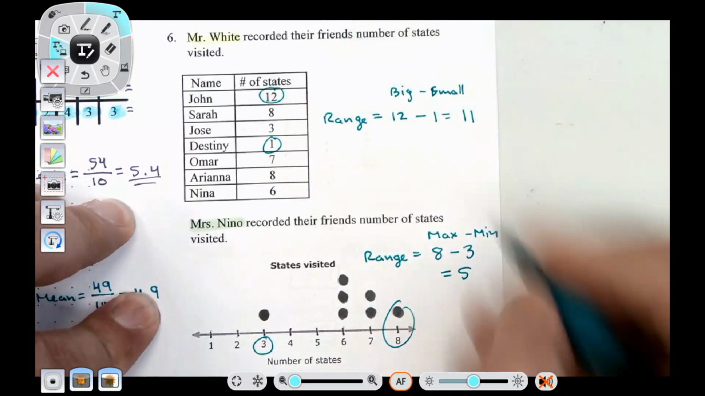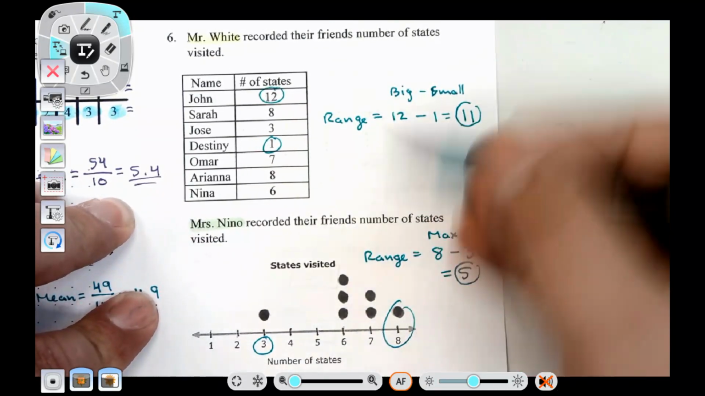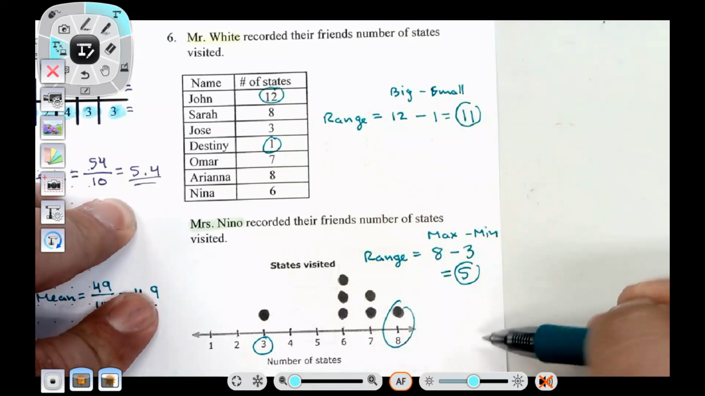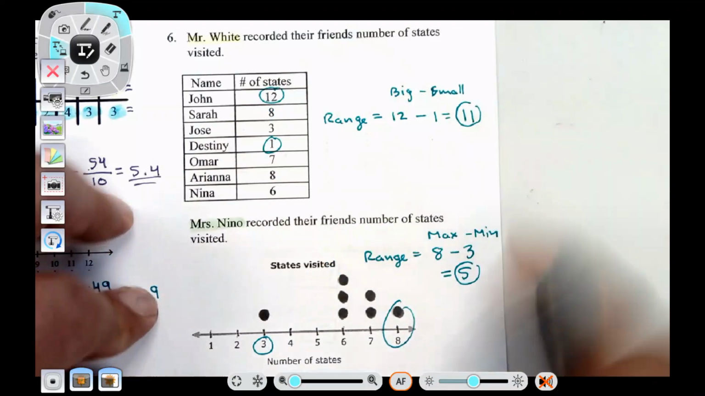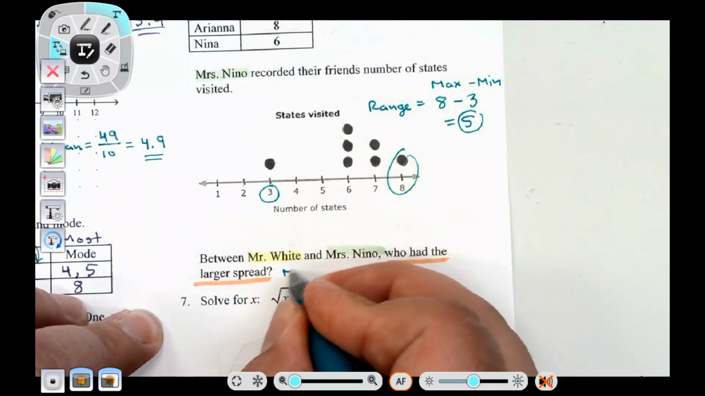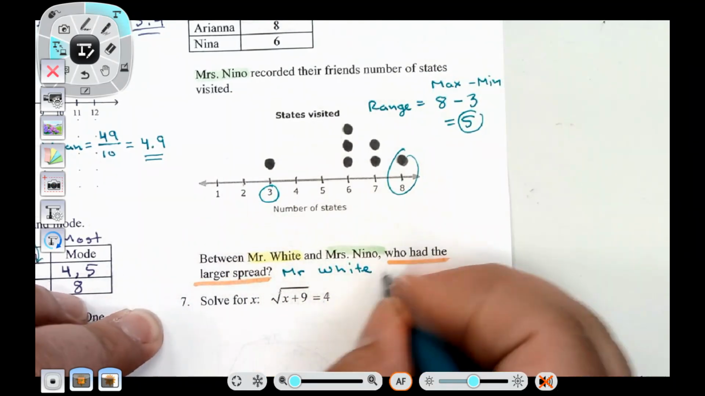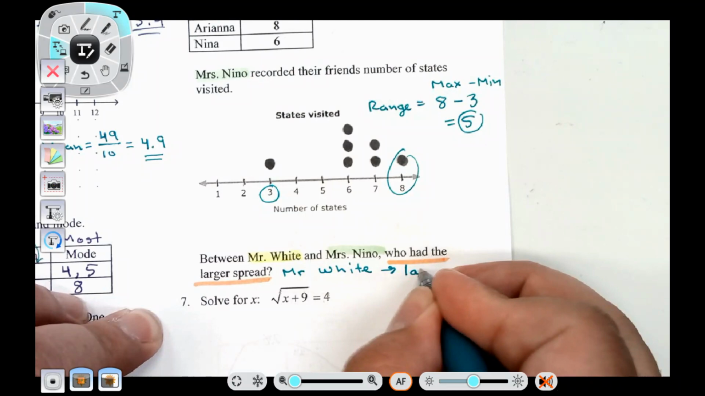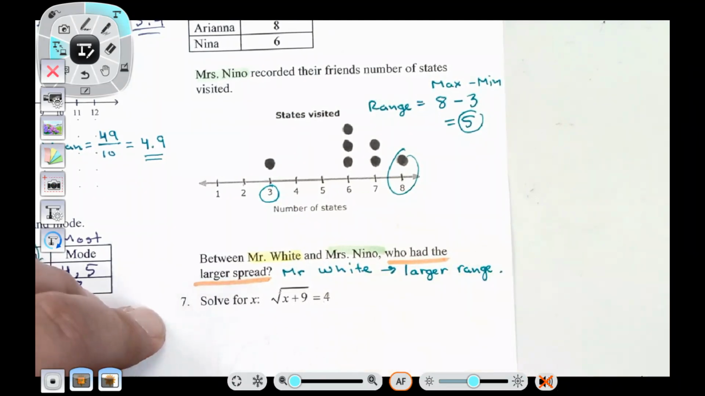So the question is, if the range is 11 and the range is 5, which one had the larger spread? Well, clearly that's the bigger number. So Mr. White had the larger spread. And I know there's not a lot of room to write it here, but it was Mr. White. And the reason for that, larger range. That's the reason.